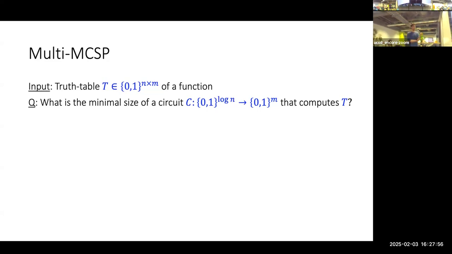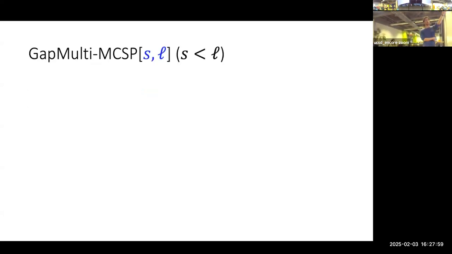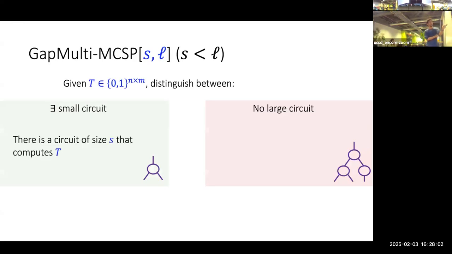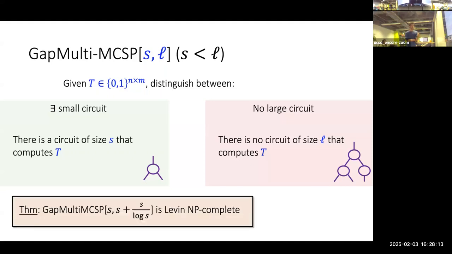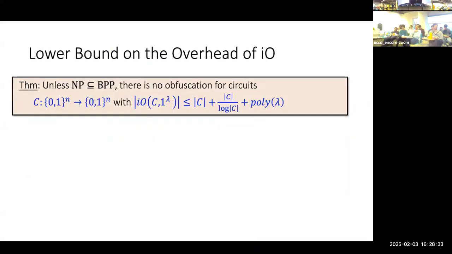And again, we can define a gap version of this problem in which we have two parameters S and L, and we ask if there is a circuit smaller than S that computes this truth table, or there is no circuit of size L that computes this truth table. And again, this problem is in NP, but this time we know that it's NP-complete under Levin reduction, where the gap is S and S plus S over log S, which is the overhead of the IO. So this is the NP-completeness of this result, and then we get this theorem.